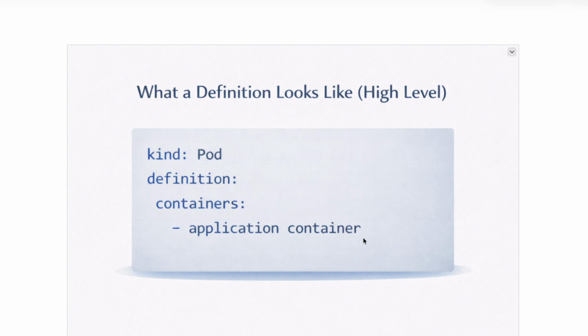When a pod fails, Kubernetes does not copy the old pod. It looks at this definition again and creates a new pod from it. Pods are temporary, but the definition is what Kubernetes remembers.